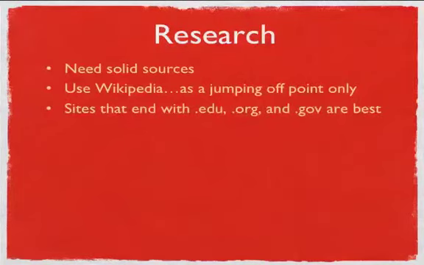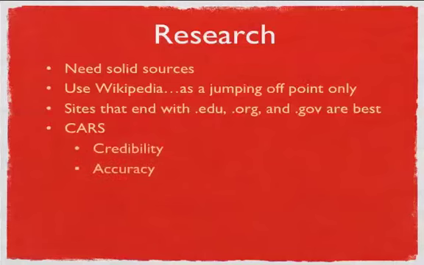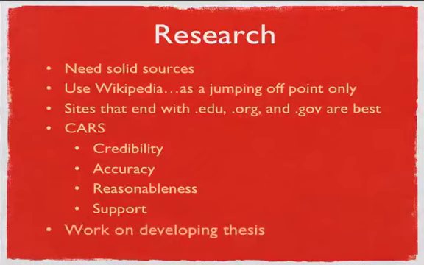You can use the acronym CARS when you are evaluating sources. CARS means credibility, accuracy, reasonableness, and support. If your source has these 4 things, it is a good source. While you're researching, you should be thinking about and honing your thesis. What is your specific stance on alternative sources of energy and their impact on the environment?